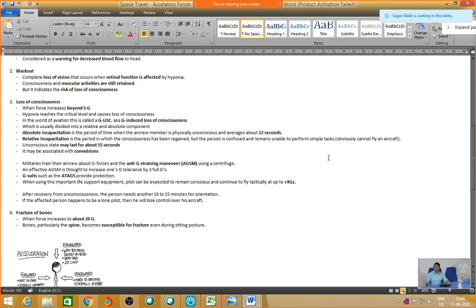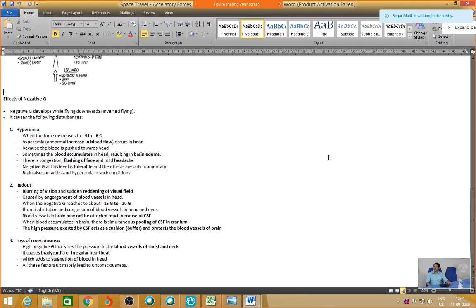Okay, so this is what you're supposed to know: 3G, 5G and 9G. 3G is the tactical level with assistance, that is the AGSM training, and the anti-G suit enables you to go up to 9G. But if you keep increasing the pressure more and more, the bones will be crushed under your own weight. That means you will become so heavy that your bones will not be able to sustain your own body weight. This occurs in the 20G realm. Even if by some miraculous measure your circulatory system is still functioning, your bones will be crushed when you are under the influence of 20G.